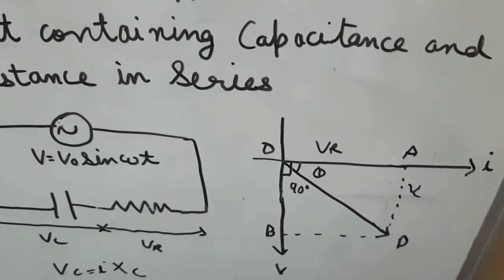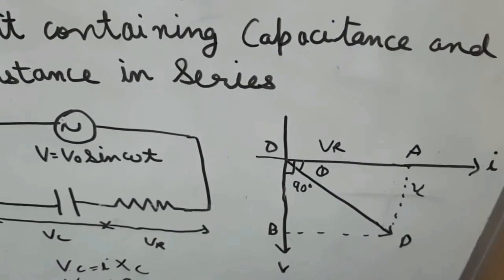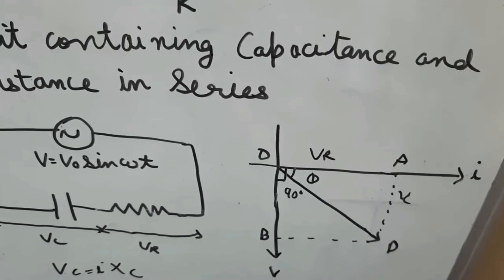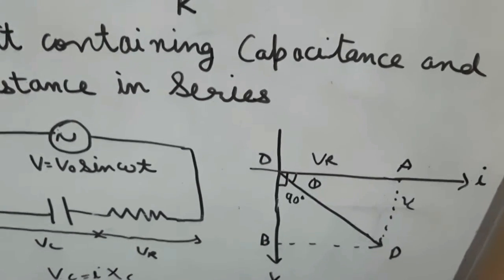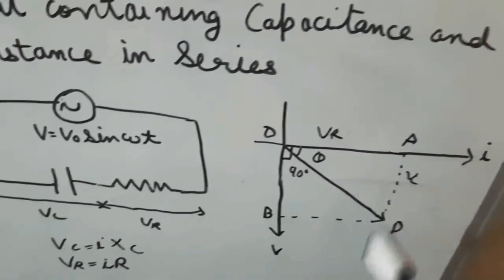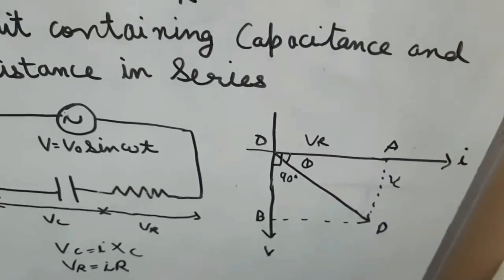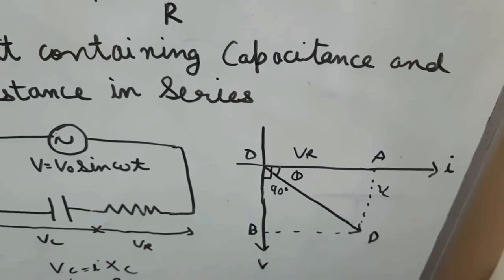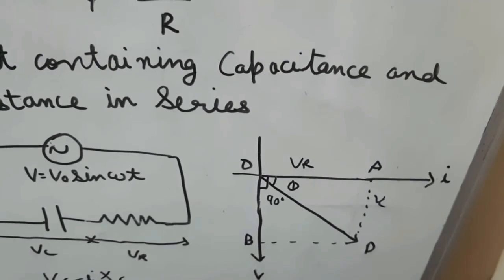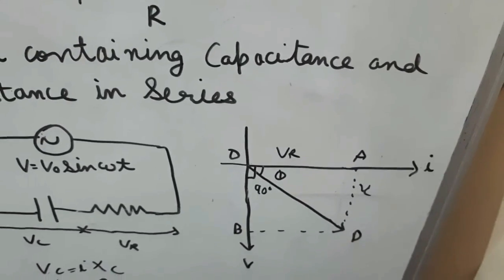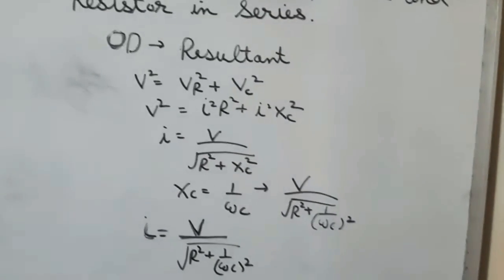So the total phase difference between the voltage of the resistor and the voltage of the capacitor is also 90 degree. Here OD will represent the resultant. We will find the value of the resultant and the value of tan phi in the same way we have done for the inductance and resistance circuit. Now OD represents the resultant.